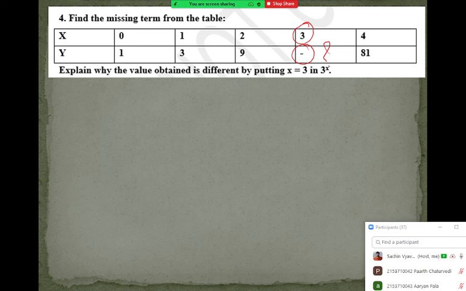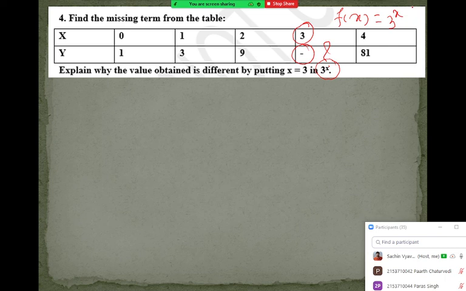And now there is one more extra part in the question, that is why this obtained value is different from 3 raised to x. 3 raised to x is used only because whatever the values of y, the actual f(x) is 3 raised to x.